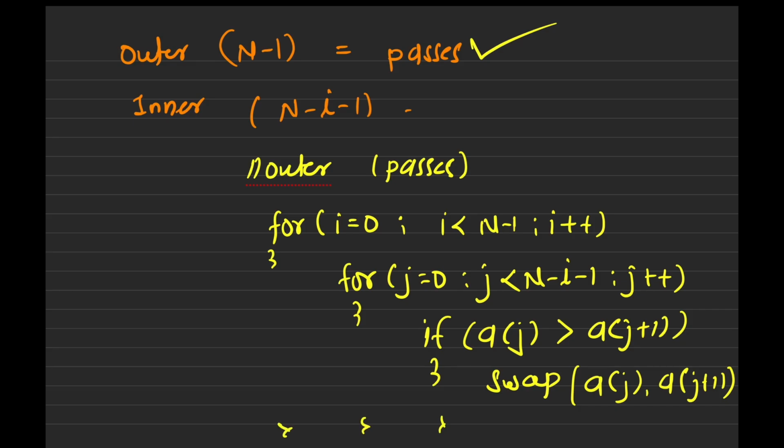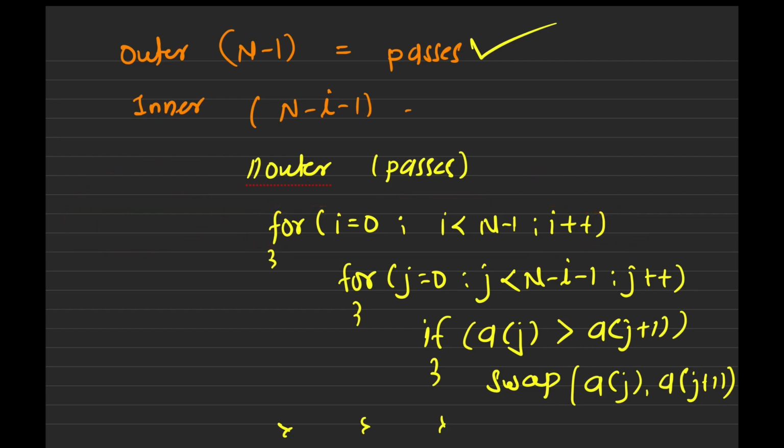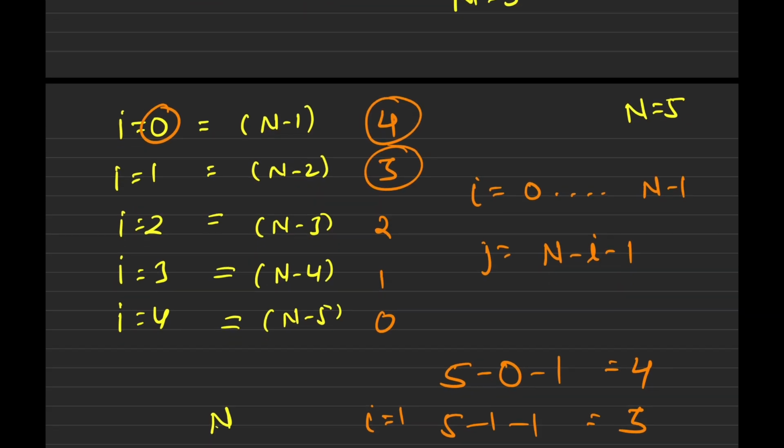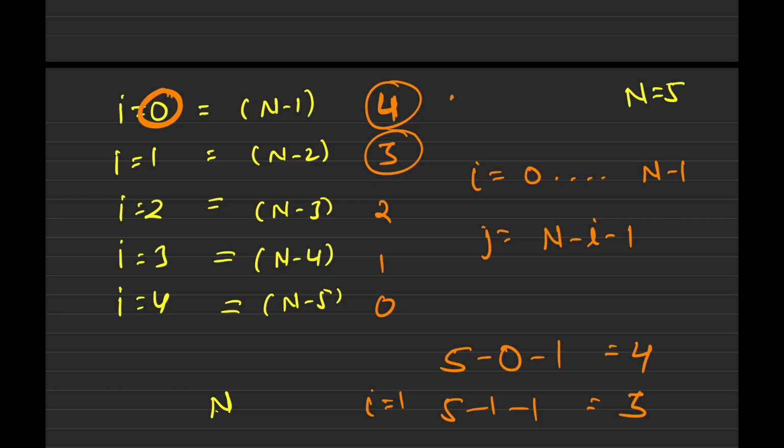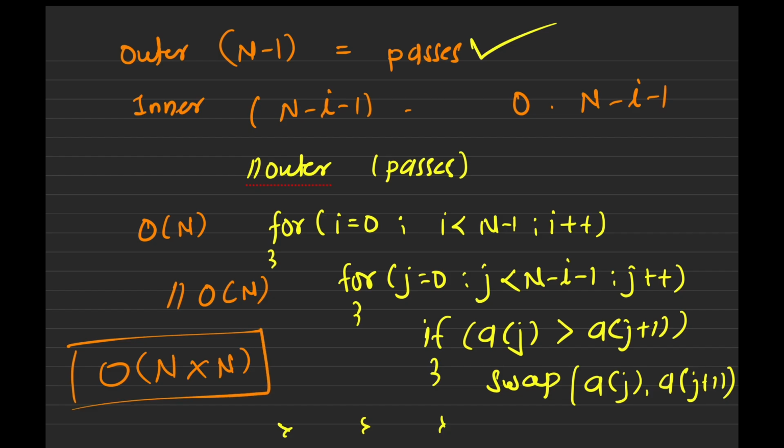Now if you try to get the time complexity, what will be the total time complexity of this algorithm? My outer loop is running for n times, from 0 to n minus 1. Therefore my outer loop will take big O of n time, and my inner loop is going from 0 to n minus i minus 1. But if you see carefully, when i is 0, it is going n minus 1 times, which means approximately n times. Therefore the overall time complexity would be big O of n into n. So this is the overall time complexity of bubble sort.